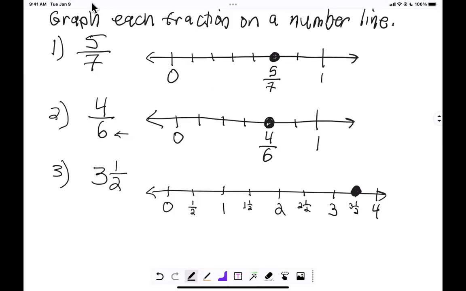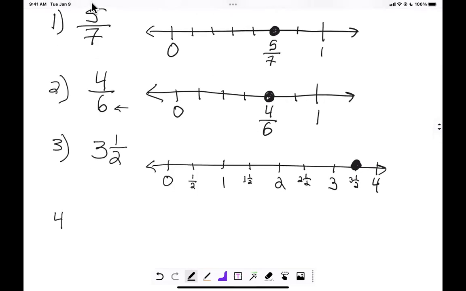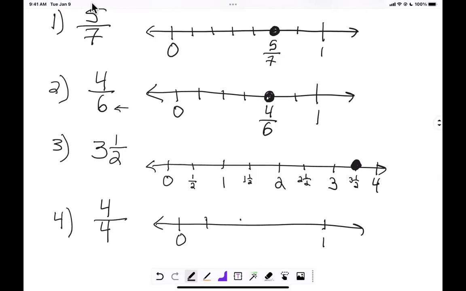And the last one I want to show you is if we had something like this. How would you graph 4 out of 4? Okay, well, if my denominator is 4, so 1, 2, 3, 4. So 1, 2, 3, 4. So 4 out of 4.